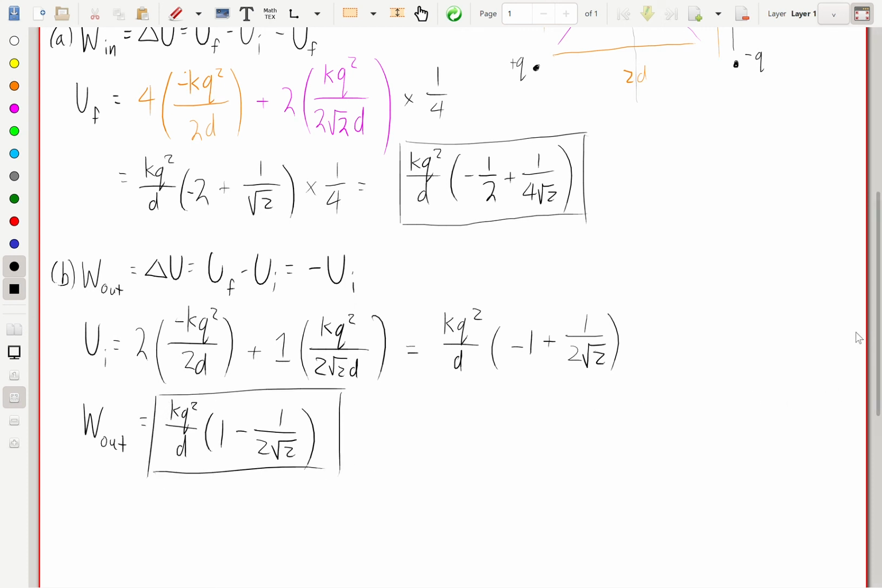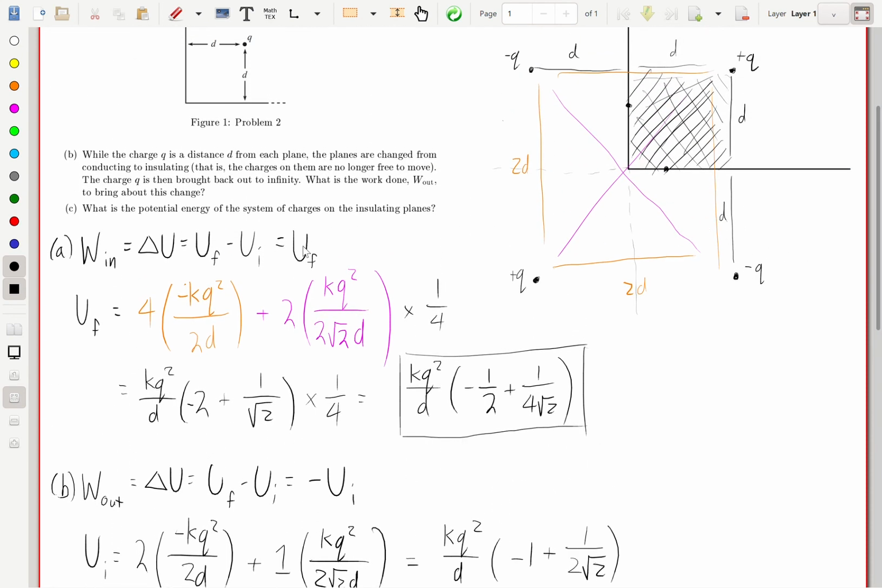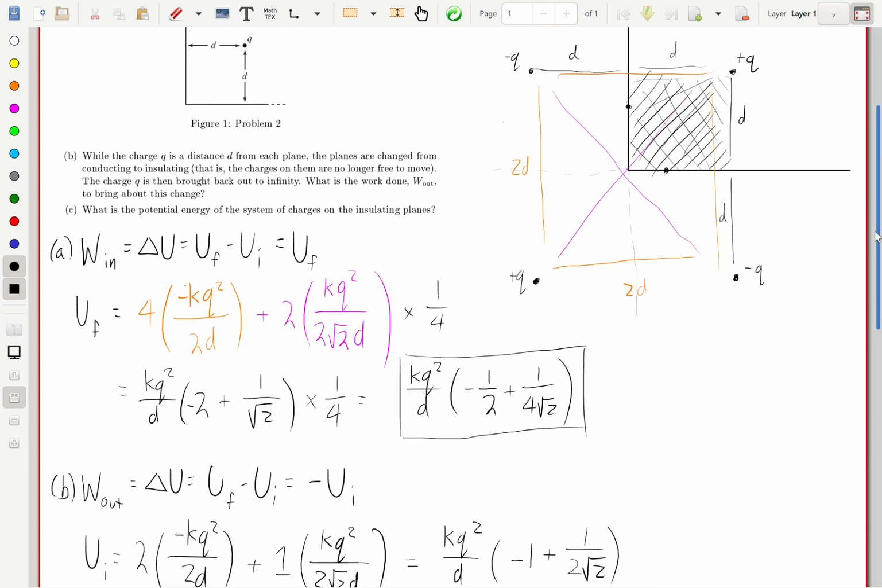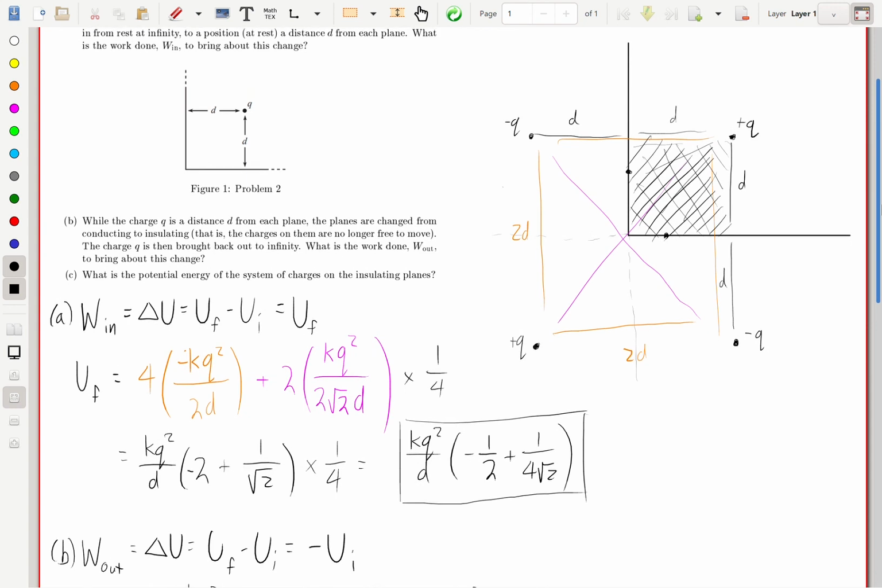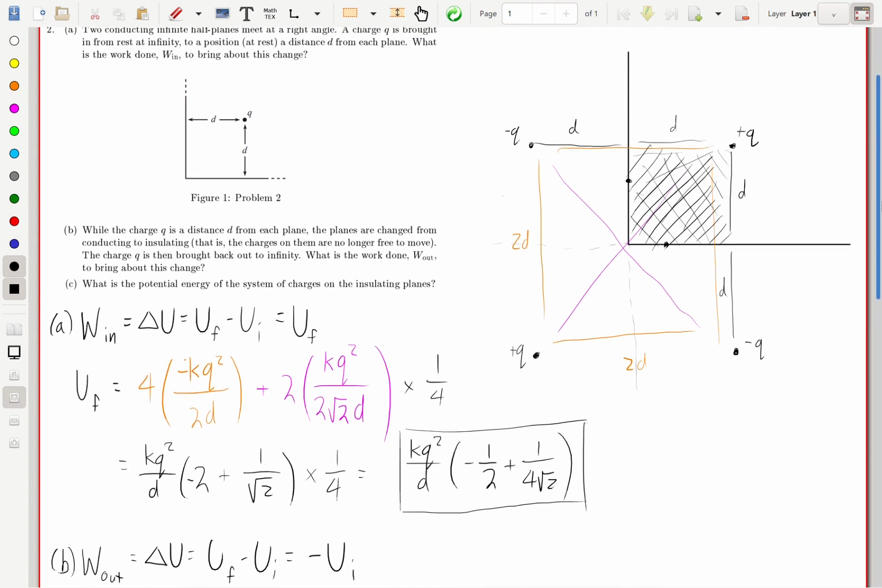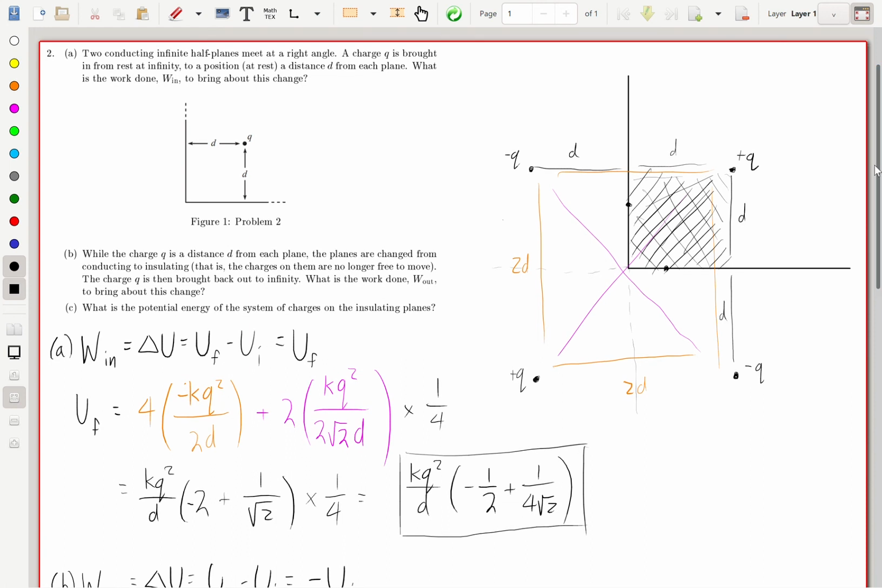Now for part C. What is the potential energy of the system of charges on the insulating planes? Now, to do this problem, we just have to recognize that we have constructed this in 2 different steps. The first step is that we took a charge from infinity and moved it to where it is shown. And then we locked it in place, and then we moved it back. We locked the charge distribution in place, we moved it back to infinity. So the resulting potential energy in the system is just going to be the answer to part C.